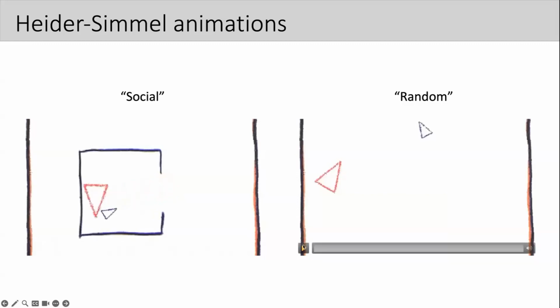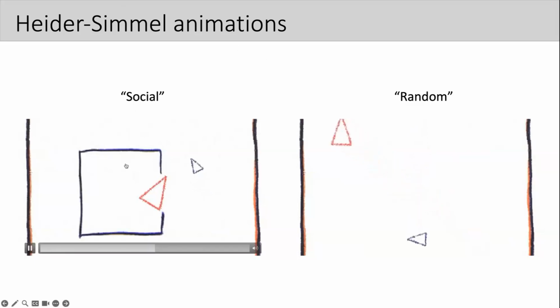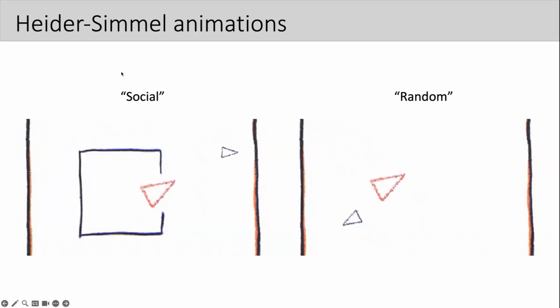Here are a couple more examples. These are from the 90s. So people really started capitalizing on this phenomenon as a marker of social perception. The one on the left was designed to be social. The one on the right was designed to be random. And the idea is, people are quite accurate at determining whether an animation is intended to be social or intended to be random.